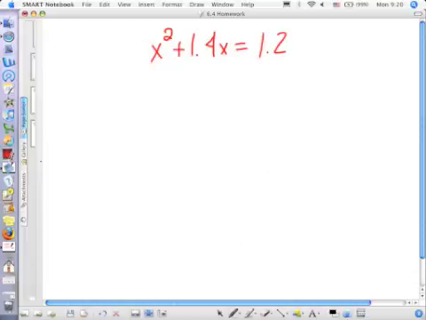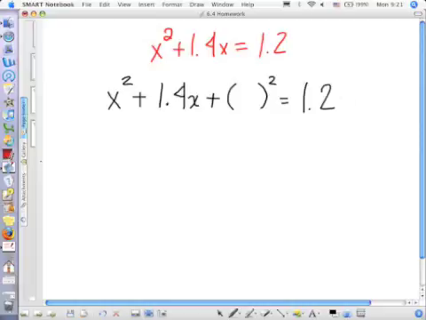The next one, it's already set up to complete the square because the 1.2 is on the other side. I don't have a coefficient in front of x squared. All I've got to do is show my empty spaces here where I'm going to complete the square. And don't let the decimals freak you out. Think of the number without a decimal. What's 1.4 divided by 2? What's 14 divided by 2? 7, but there's a decimal point there, right? It's 0.7.